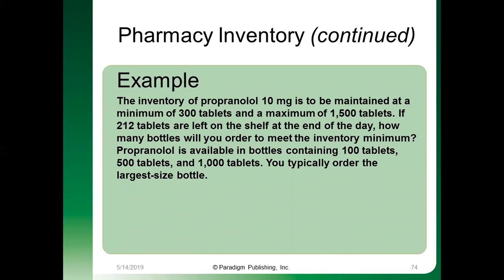Now, the inventory of propranolol 10 milligrams is to be maintained at a minimum of 300 tablets and a maximum of 1,500 tablets. If 212 tablets are left on the shelf at the end of the day, how many bottles will you order to meet the inventory minimum? Propranolol is available in bottles containing 100 tablets, 500 tablets, and 1,000 tablets. You typically order the largest size bottle.